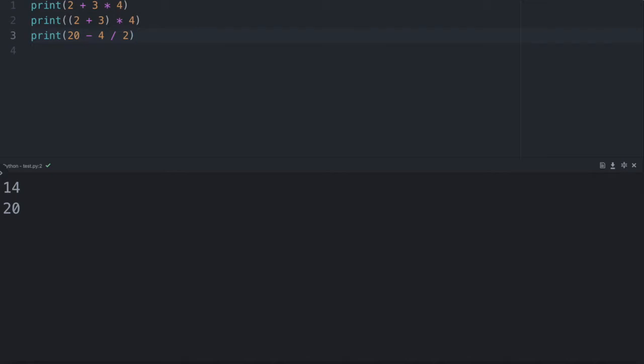20 minus 4 divided by 2 is 18. But if we first calculate 20 minus 4 and then divide by 2, we get a different result. The rules apply for any combination of operators.